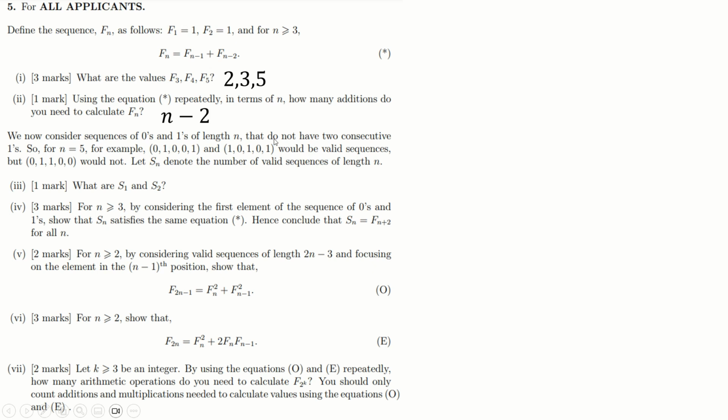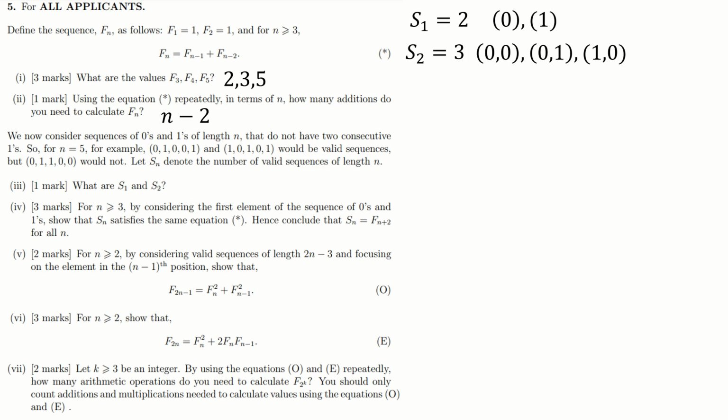Now we've got sequences of length n made of 0s and 1s, where we're not allowed to have consecutive ones. Of course, the idea here is that we're going to try and connect these things to these Fibonacci numbers in some way. So what are S1 and S2? The number of ways to write a sequence of length 1. Well, that's just 2, because you can either do a 0 or a 1. And S2 is 3, because the only one you can't do is 1, 1. You can do 0, 0, 0, 1, and 1, 0. So that's going to be 3 of them.